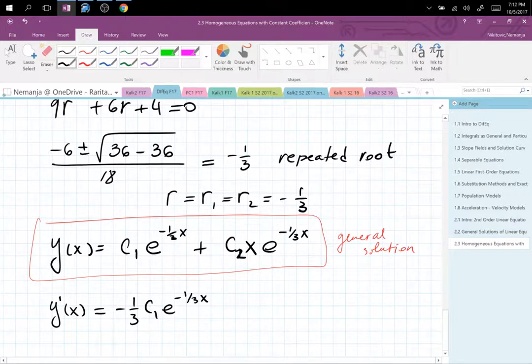No, because that's in the derivative. Oh, yeah, okay. Right? We have to keep it.